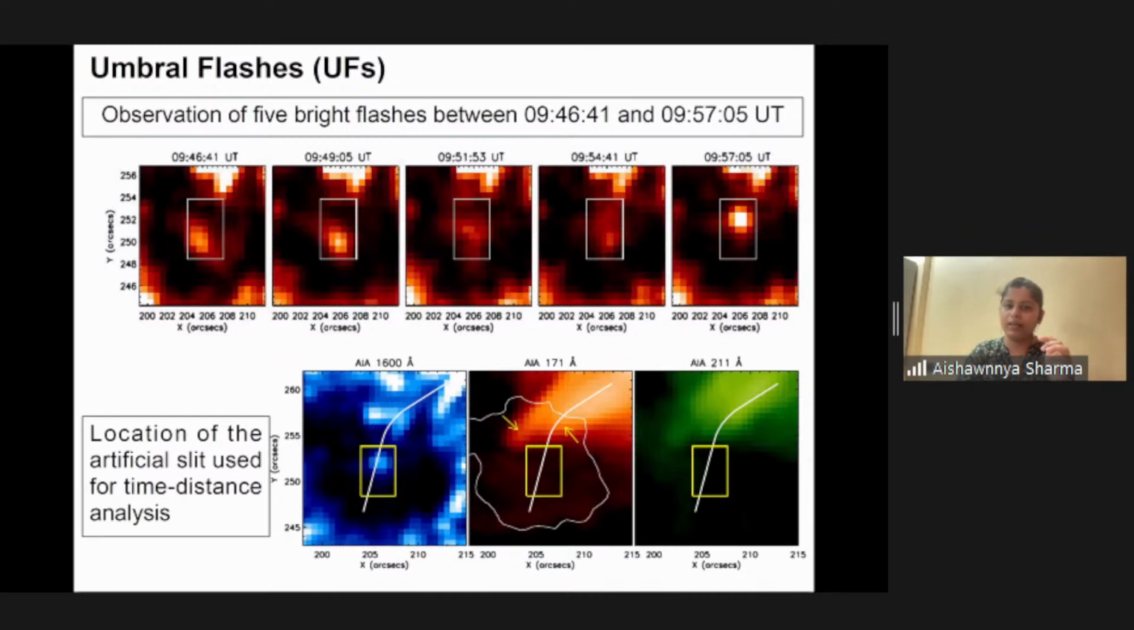You see the lower middle panel, AIA 171. We can see this slit tracing one fan loop also. So it is going through the flash, through the sunspot umbra, and through the fan loop. It is going to catch three oscillations and waves: one is the umbral flash oscillation, one is umbral waves, and one is coronal waves. Next slide.